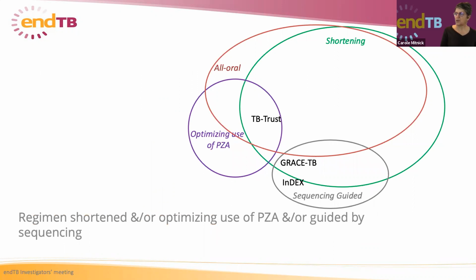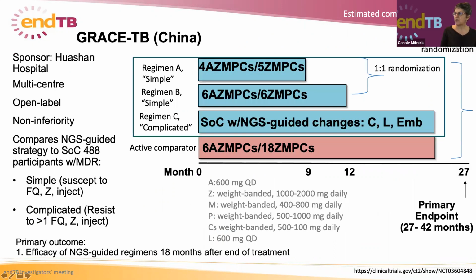This last group of 3 studies is on those which were testing or are testing sequencing strategies to guide treatment change, or PZA resistance to guide treatment change. So this GRACE TB study is a multi-center trial in China that is comparing injectable containing, amikacin containing regimens. There are 2 randomizations.